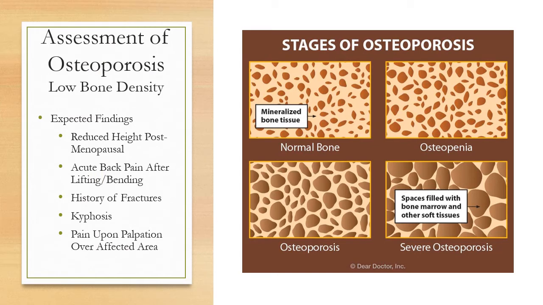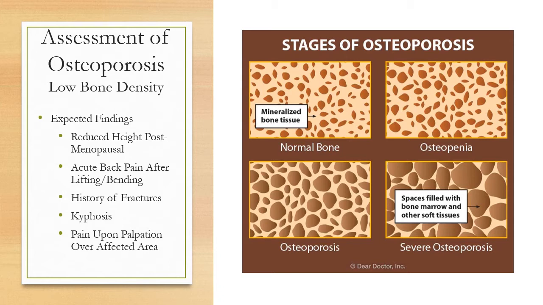So when we're doing an assessment on someone with osteoporosis, meaning low bone density. Remember, osteopenia means on a bone density test you have a thinning of the bones, but it's not quite enough to call it osteoporosis. So we'll call it osteopenia. Okay. So what are some findings of osteoporosis?